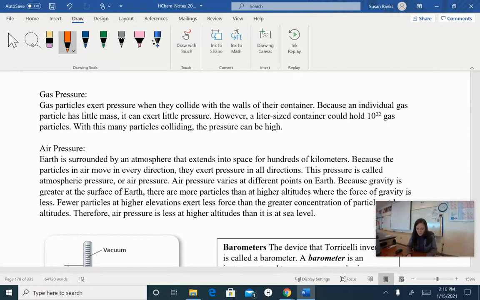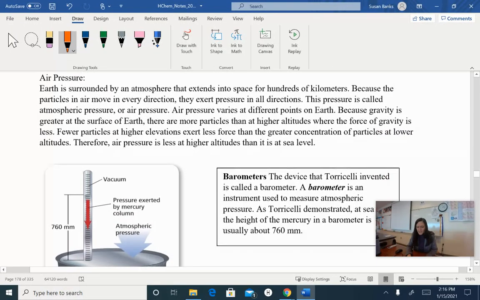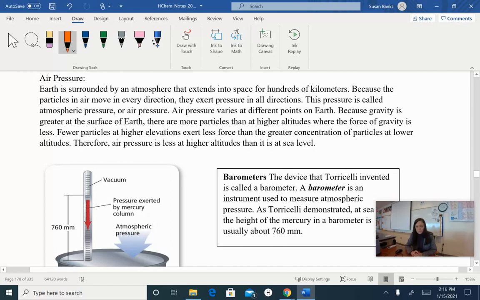Okay, air pressure. Earth is surrounded by an atmosphere that extends into space for hundreds of kilometers. Okay, most of the atmosphere is within about 10 kilometers, about 90% of it. But to get to 100% of the atmosphere, it can go to about 200 kilometers above. Because the particles in the air move in every direction, right? Random straight line motion, every direction, they exert pressure in all directions. This pressure is called atmospheric pressure or air pressure.